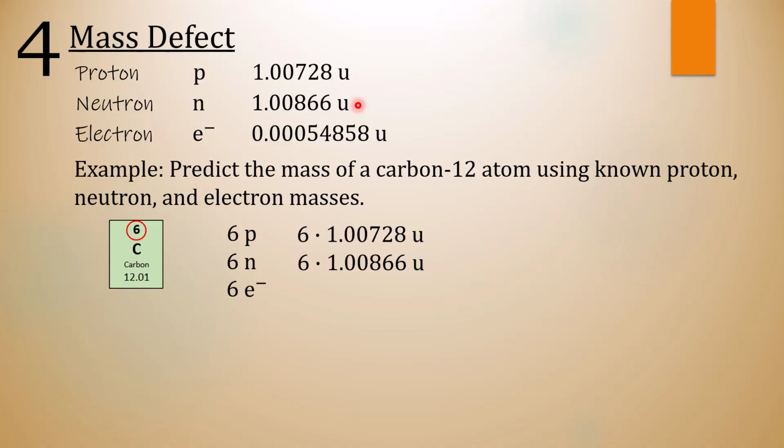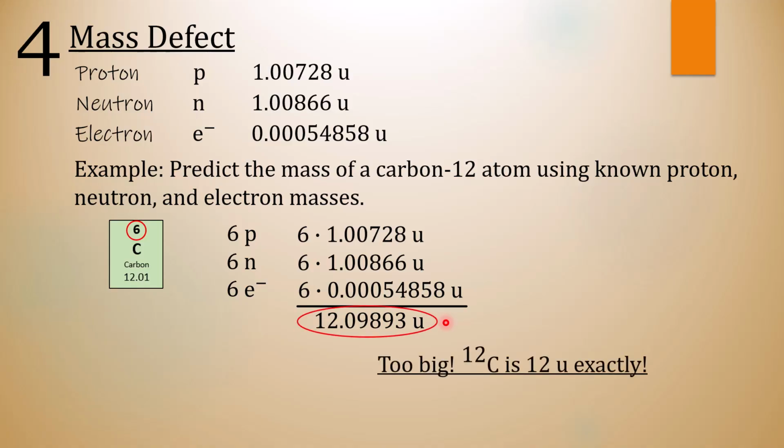Now I must also have 6 electrons, because if we're talking about an atom, the number of protons and the number of electrons have to be the same, so that this atom is electrostatically neutral. So again, take 6 times the mass in atomic mass units for an electron. If I add those together, I get 12.09 and a bunch of other digits, atomic mass units. Now, remember, I expected this number to be exactly 12 based on the definition of atomic mass units. This number's too big, right? Carbon-12 should be exactly 12 atomic mass units, exactly.